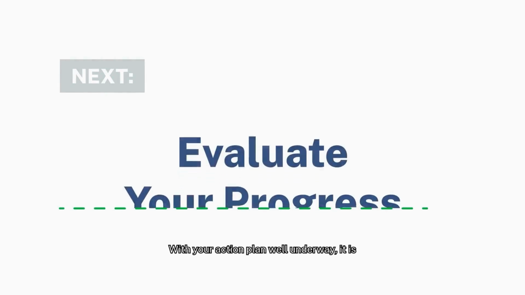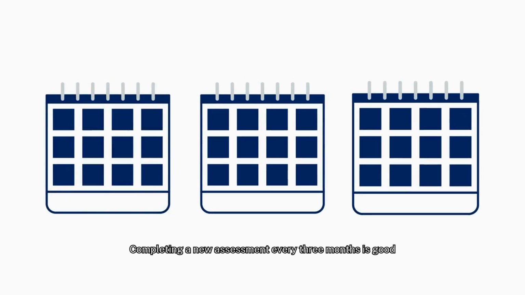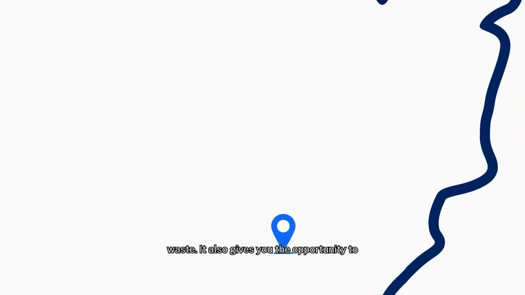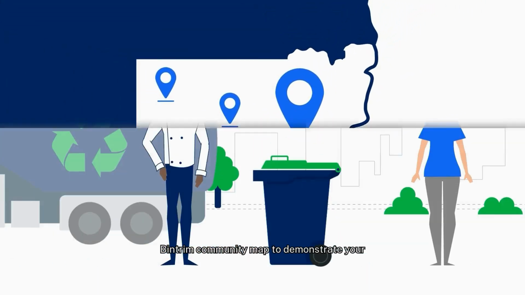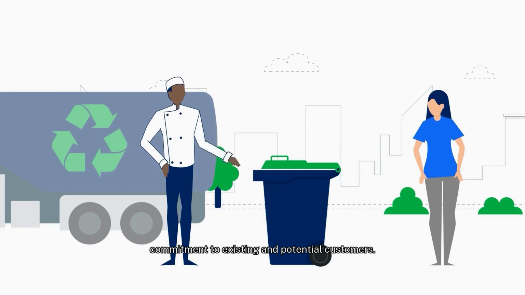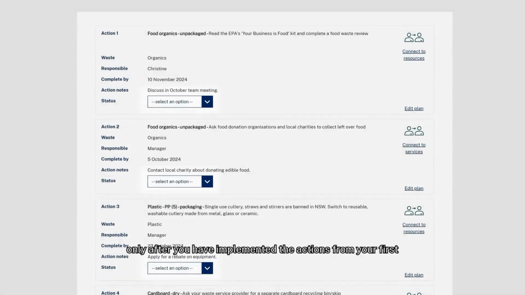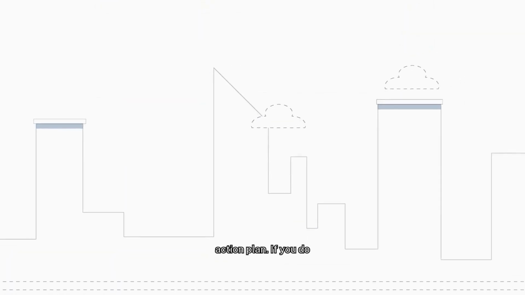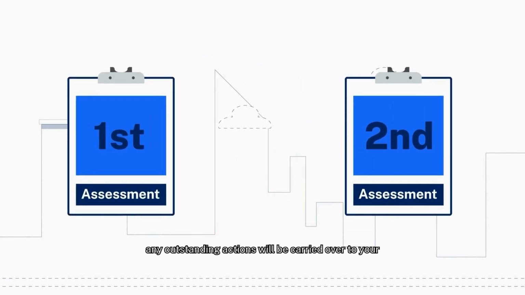With your action plan well underway, it is time to evaluate your progress. Completing a new assessment every 3 months is good practice to see how your business is tracking in reducing waste. It also gives you the opportunity to publicly display your business name and location on the Bin Trim community map to demonstrate your commitment to existing and potential customers. However, it's best to start a second assessment only after you have implemented the actions from your first action plan. If you do start a second assessment before you implement actions, any outstanding actions will be carried over to your second action plan.